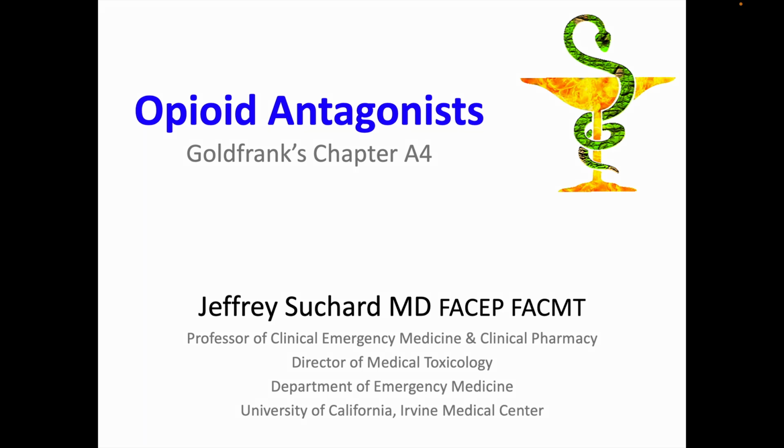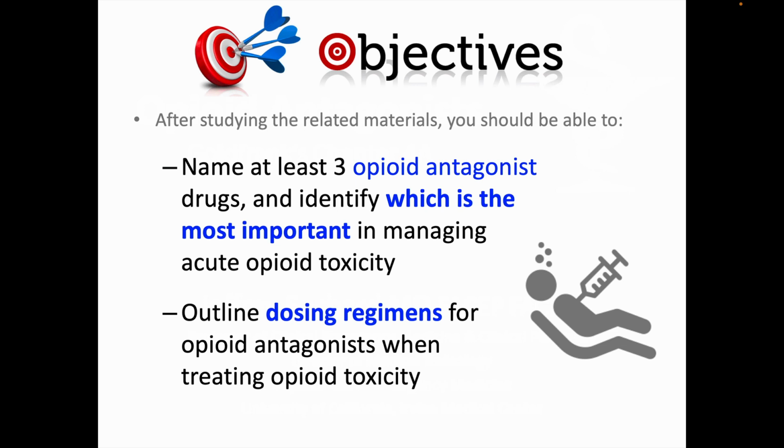This time we're going to discuss opioid antagonists, corresponding to the Antidotes in Depth chapter A4 in Goldfrank's Toxicologic Emergencies. The learning objectives are that once you've watched this video and studied the related course materials, you should be able to name at least 3 opioid antagonists and identify which is the most important in treating acute opioid toxicity, and outline dosing regimens for that most important opioid antagonist.